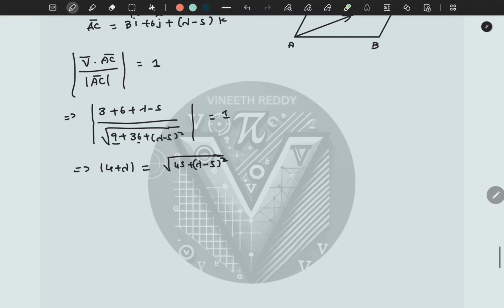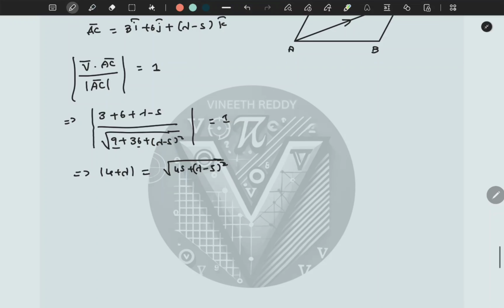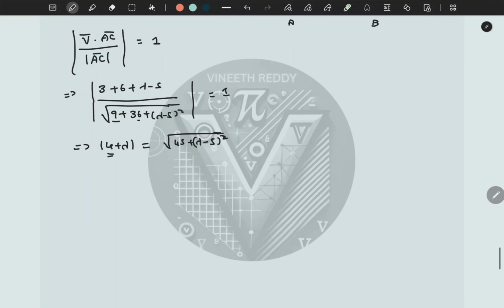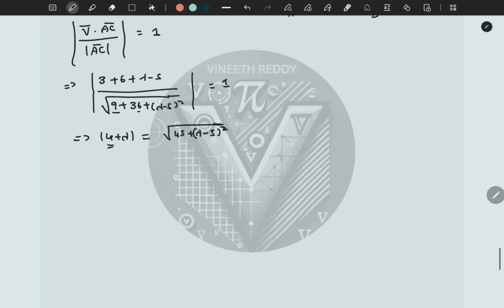So we are cross multiplying, dear students. Anyways, the numerator is mod of 4 plus lambda, and the denominator is anyways positive, so we can cross multiply. Now I'll square on both sides. I get 16 plus lambda square plus 8 lambda is equal to 45 plus (lambda minus 5) whole square, which will be lambda square plus 25 minus 10 lambda. So we can cancel this.